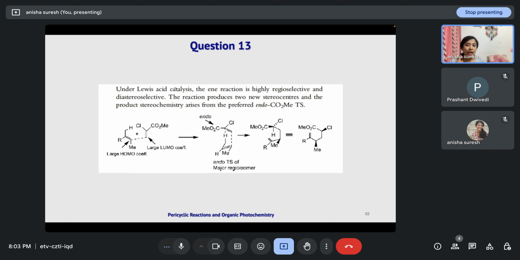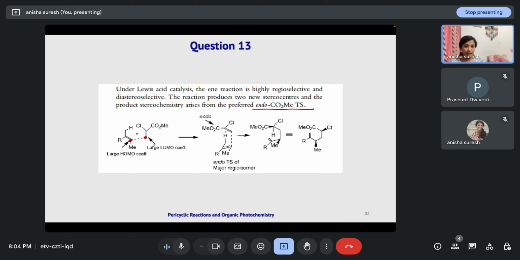So let us see here. Under Lewis acid catalysis, the ene reaction is highly regioselective and diastereoselective. The reaction produces two new stereo centers. As you can see here, this is a stereo center and this is also a new stereo center that will result. The product stereochemistry arises from the preferred endo CO2Me transition state. This has the large LUMO coefficient, so the carbon-carbon bond will be formed between these two carbons. So this is determining the regiochemistry of the product.